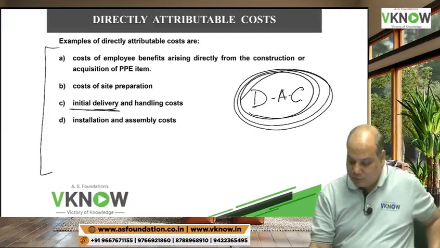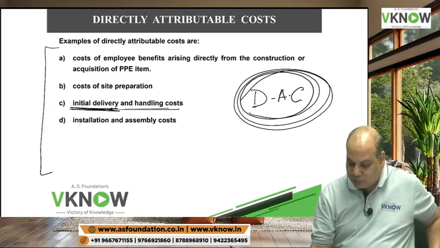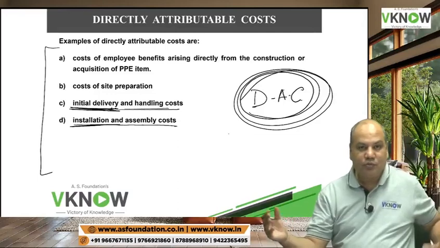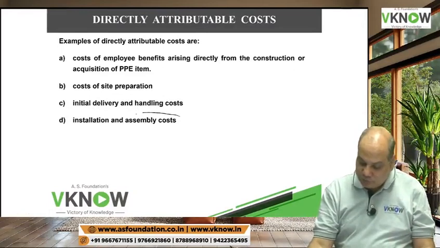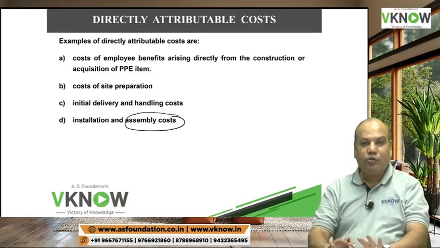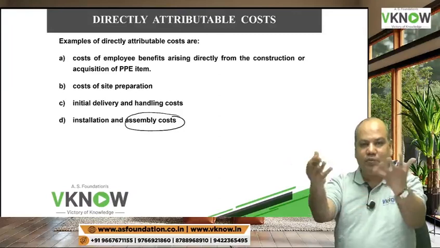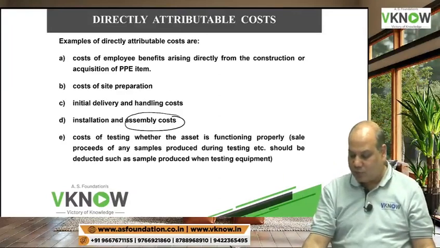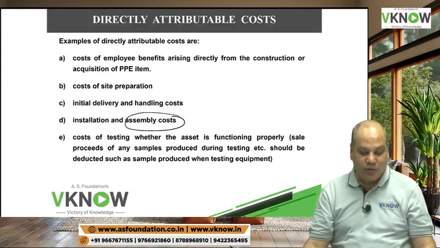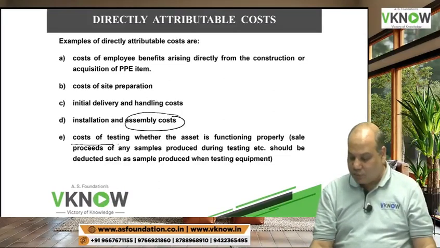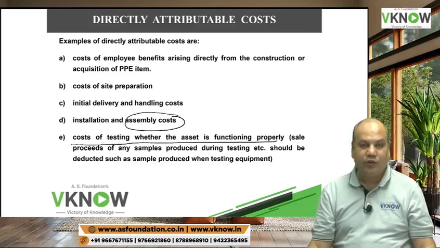Initial delivery, so freight charges, loading charges, unloading charges, installation charges, assembly cost. If the assets come in parts, you have to assemble. It may cost you something. It may come in a box. You have to unbox, assemble it. That may involve taking the help of some technician, engineer, carpenter. That is the cost. And then cost of testing whether the asset is functioning properly.